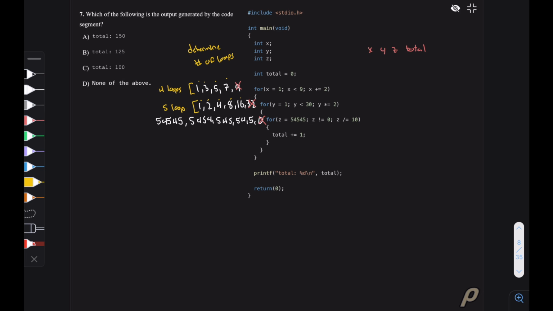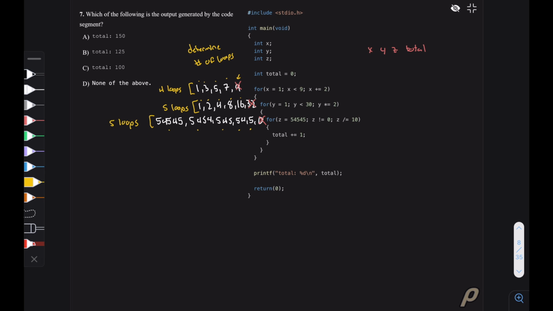And so why aren't we counting this very last one? It's because that's when we break out of the loop. So we don't actually do an iteration of it, but we do check it. But the total is not going to get updated on that one because we never actually iterate through it. And then this innermost, we get 1, 2, 3, 4, 5. We have 5 loops as well.